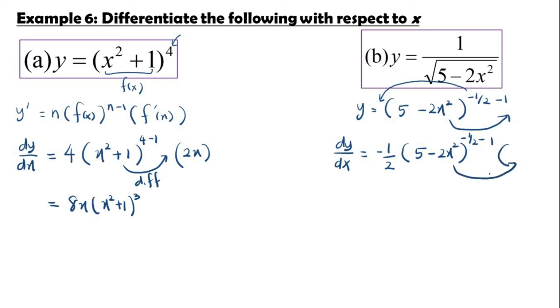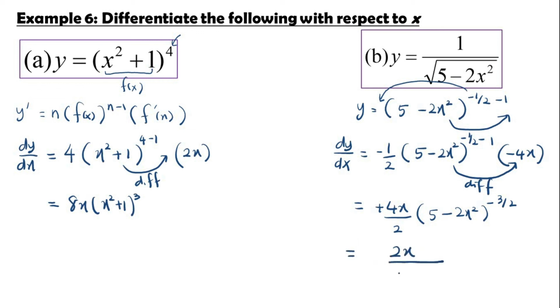Now we have to differentiate what's inside the bracket. So 5 minus 2x squared, if we differentiate this, we're going to get negative 4x. So simplify this, we will get positive 4x divided by 2, and then times 5 minus 2x squared to the power of negative 3 over 2. And then once again simplify your final answer, you will get 2x divided by 5 minus 2x squared to the power of 3 over 2.